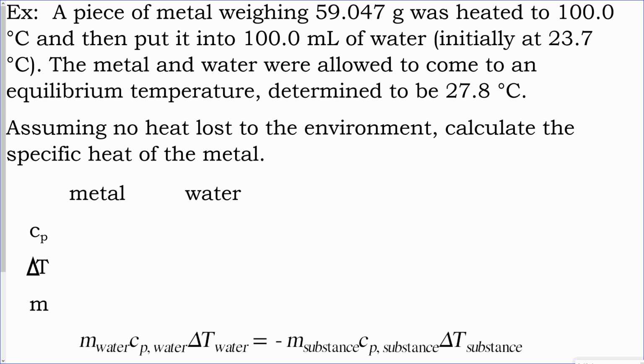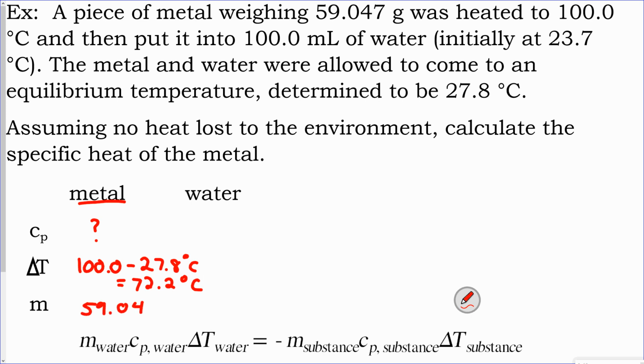Notice here that I made a nice little chart that is going to enable us to figure out what measurements we start out with. So let's look at the metal first. We want to find the specific heat of the metal. If we know the specific heat of the metal, we can actually identify that metal. We know the change in temperature of the metal because the metal started off at 100 degrees Celsius and it changed to 27.8 degrees Celsius. And so that's going to be a change of 72.2 degrees Celsius. We know the mass of the metal is 59.047 grams.